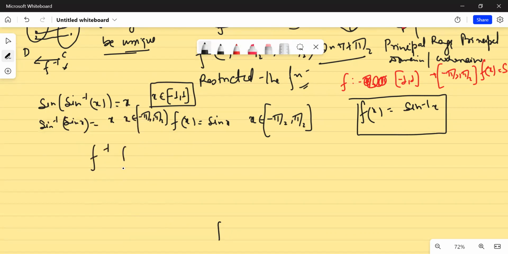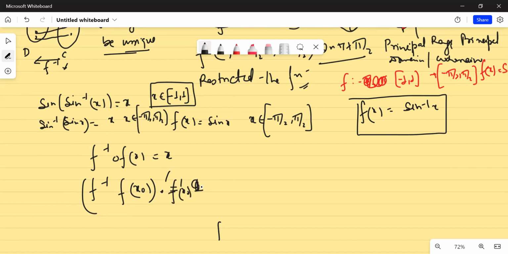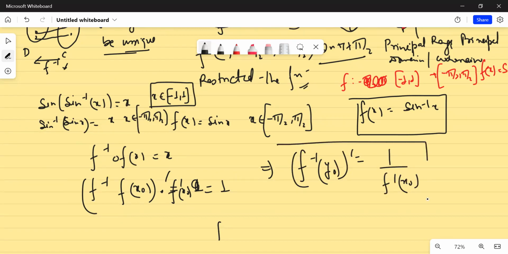F inverse of f of x would be simply x, and we differentiate it. What you will get is the derivative of f inverse at f of x naught would be simply equal to 1, and then you should also have a derivative by the chain rule. So in other words, I can write f inverse, what is f of x naught? It was simply y naught. The derivative is simply equal to 1 upon f dash x naught. Is that clear?